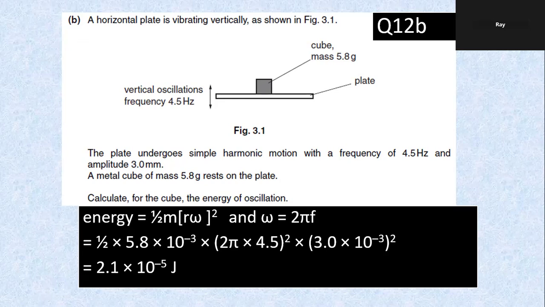Then omega is 2 pi f. Which part is not clear? I have to convert the gram to kilogram. That's the mass. And then amplitude. Amplitude is 3, I change to meter. I square that. Then omega is 2 pi f, f is 4.5, the whole thing squared.